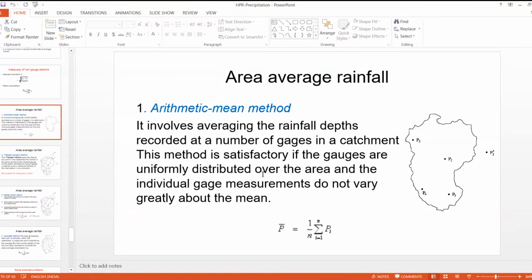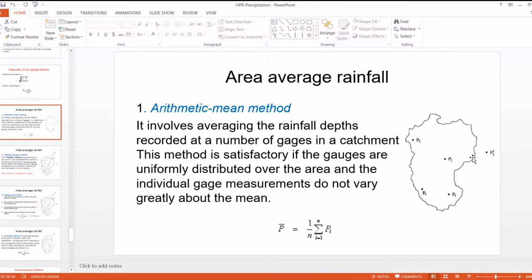There are three important methods to calculate average rainfall in a given watershed or catchment. The first method is the arithmetic mean method, which is very simple. If you see this slide, this is the catchment area, and there are four rain gauge stations, and outside this catchment area there is one more rain gauge. To calculate the average rainfall within this catchment by the arithmetic mean method, it is just averaging of these four rain gauge stations.